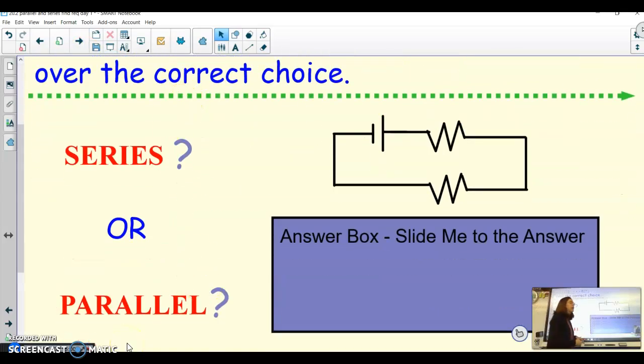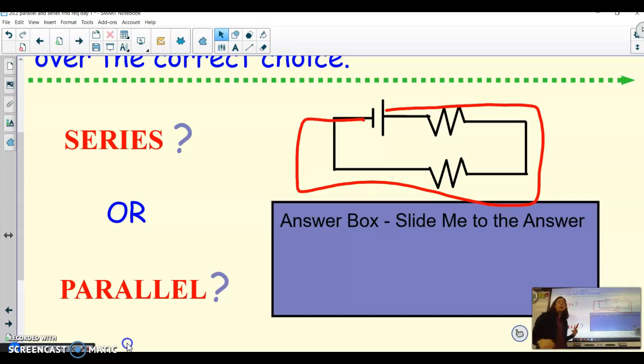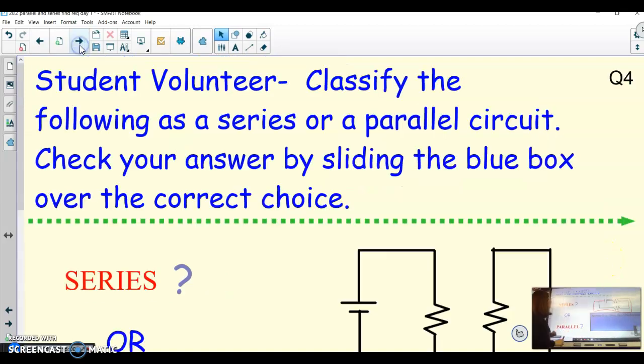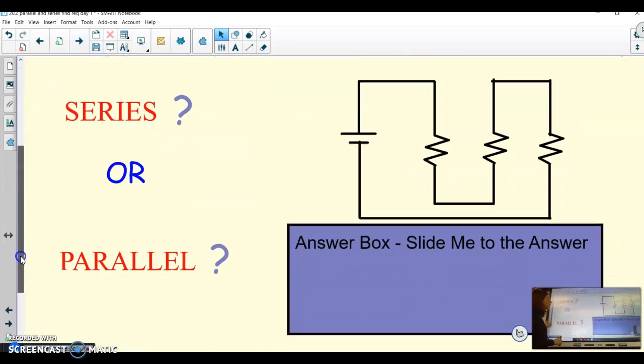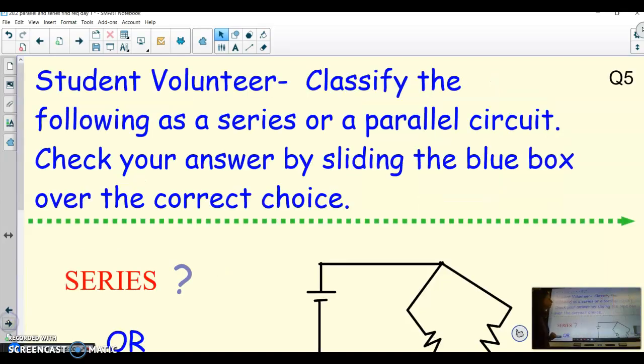Take a moment and think about it, but when the current comes out of the battery, it has to go this way, has to go this way, has to go this way. There is only one path, so that is a series circuit. Okay. In this case, once again, even though it kind of looks like parallel lines, if you trace the circuit, there is only one way for the current to go through, so that would be series as well.